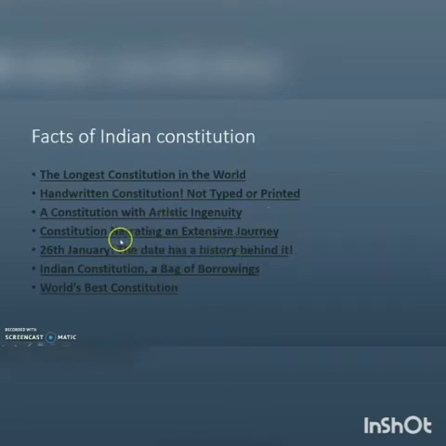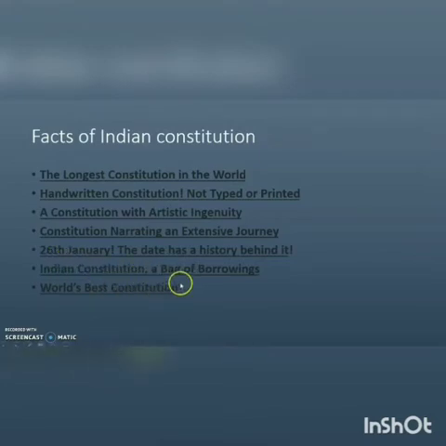Similarly, the constitution making was an extensive journey. It's not an easy task. It took nearly 2 years, 11 months, and 18 days to prepare the Constitution. So it was an extensive journey. And 26 January, why have we chosen that particular date? Because in the Indian national movement, we declared this date as Purna Swarajya, or complete independence.